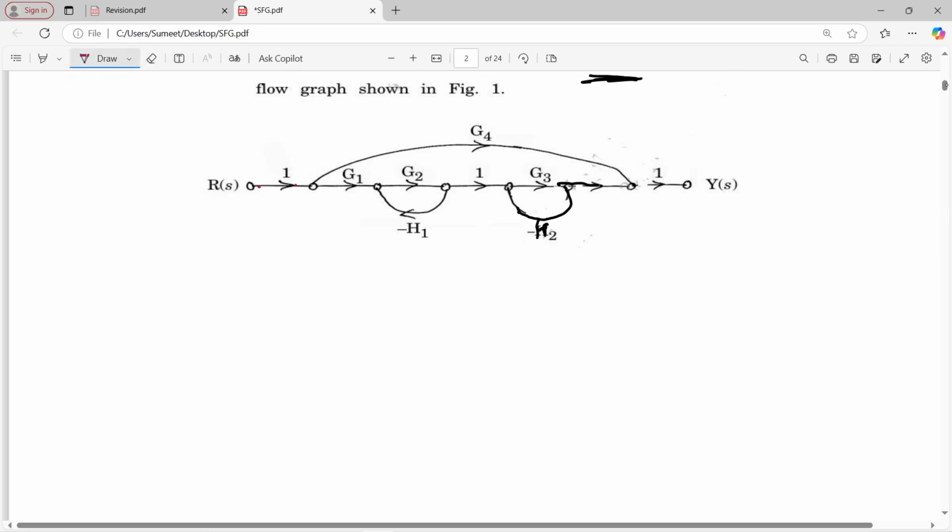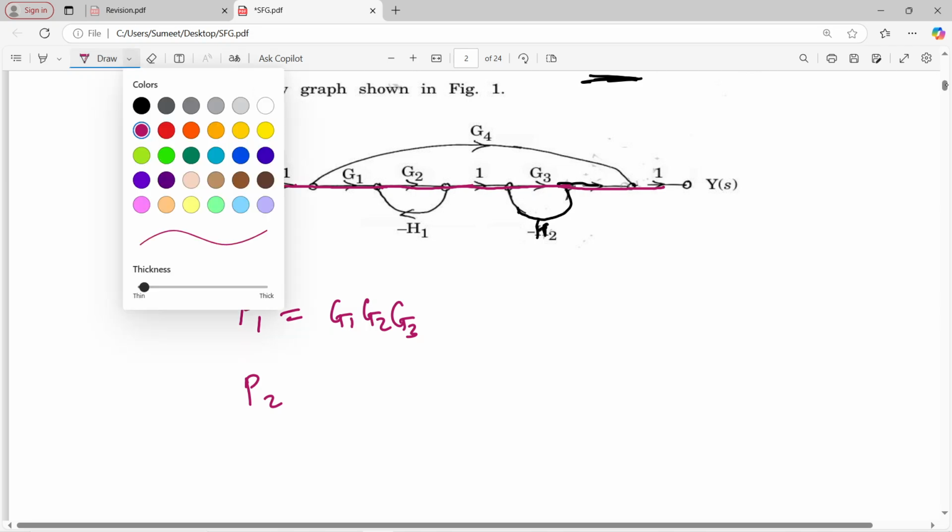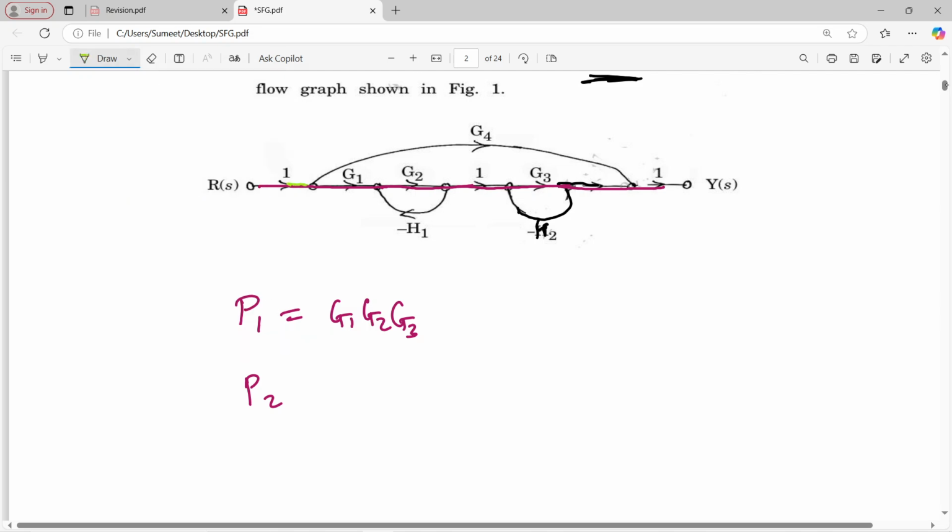1, G1, G2, 1, G3, 1, and here we reach the output. So our forward path P1 is 1 into G1, G2, G3 into 1. Now the second forward path P2, which is nothing but this, is your second forward path: 1 into G4 into 1. So your second forward path is G4 into 1.